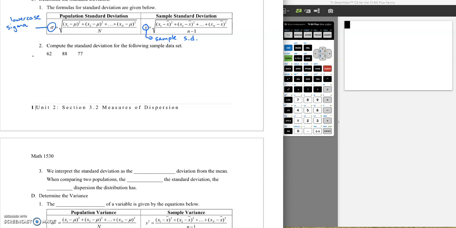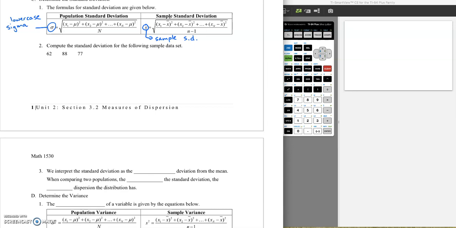So we're going to compute the standard deviation, assuming that this is a sample, by hand just once, because this is a math class and I want you to see how the math goes. After that, we'll never do this again by hand. We'll use technology. So don't panic if this is difficult.